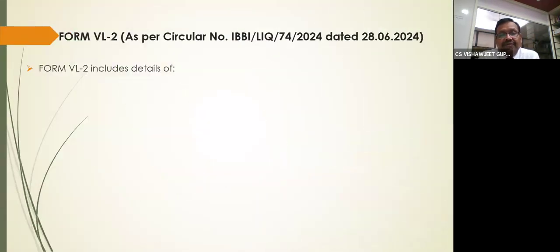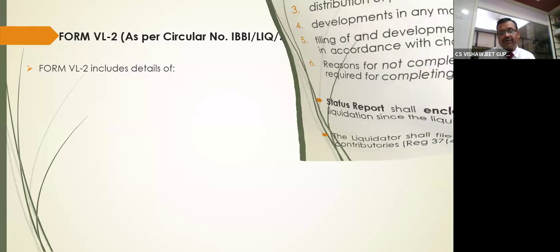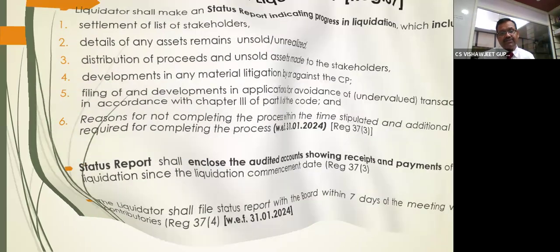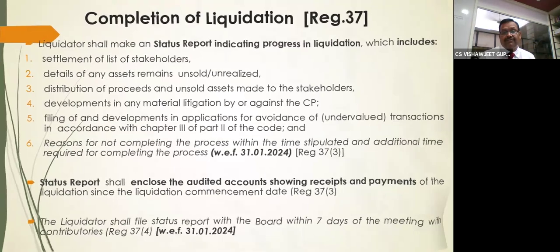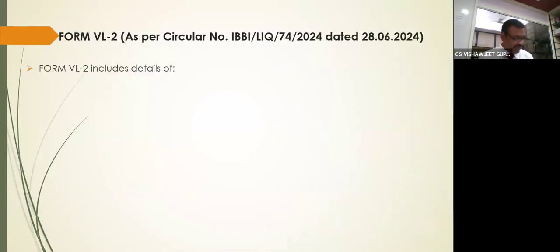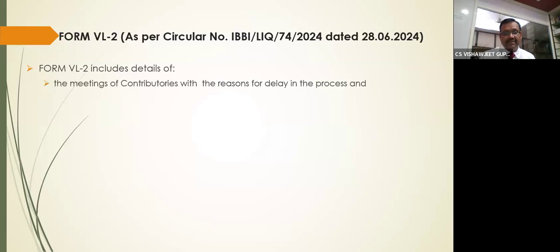Now, Form VL2. Again, we have come to the forms. Form VL2, details of the meeting of the contributories. Once you have crossed the limits of 270 days or 90 days and you are holding the meetings of the contributories, then after the meeting, the details of the meeting of the contributories with the reasons for delay in the process and details of the replacement of the liquidator, if any, are required. So Form VL2 is required to be filed. And when is this form required to be filed? On or before the 10th day of the subsequent month. I will discuss it later on.